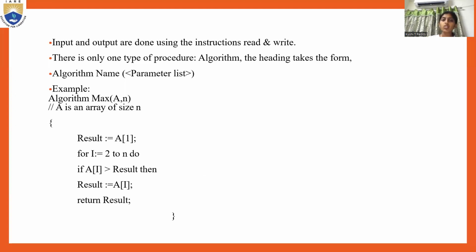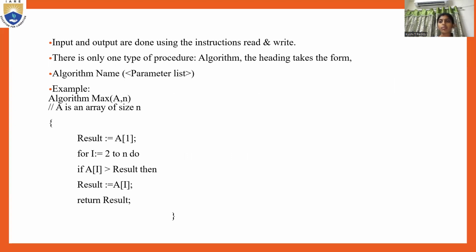Input and output are done using the instructions read and write. There is only one type of procedure, algorithm. The heading takes the form: you write the keyword algorithm, then the name of the algorithm, and the parameters list. So let us see an example: Algorithm Max(A, n).